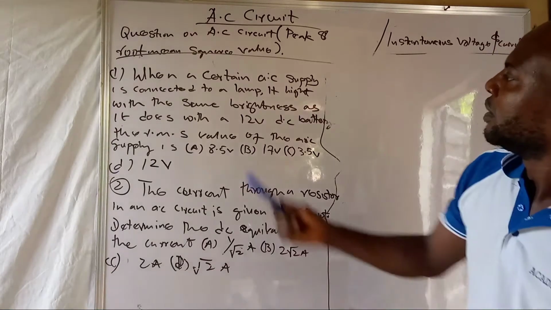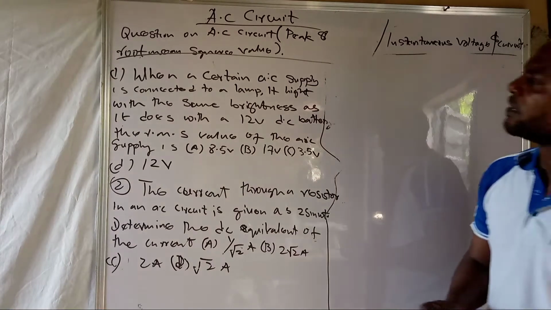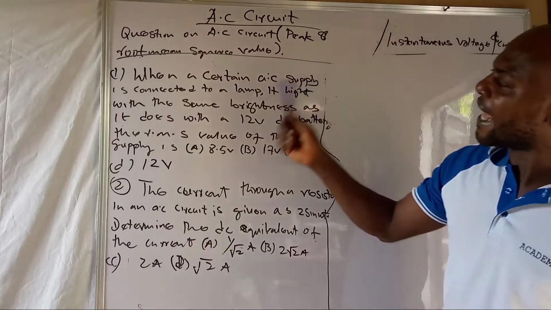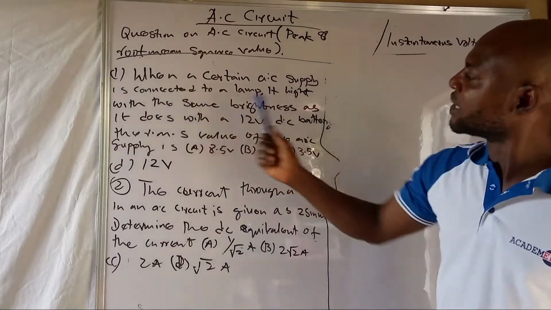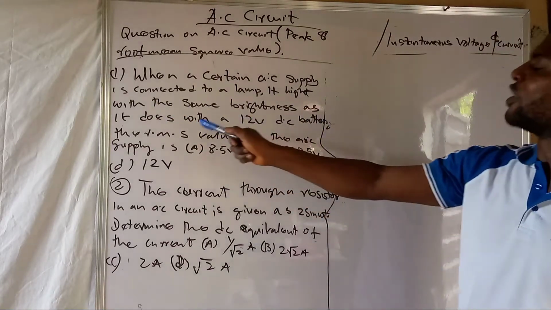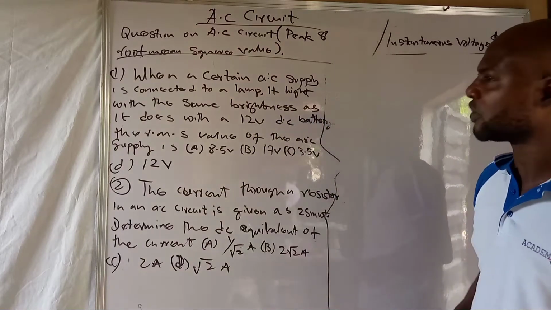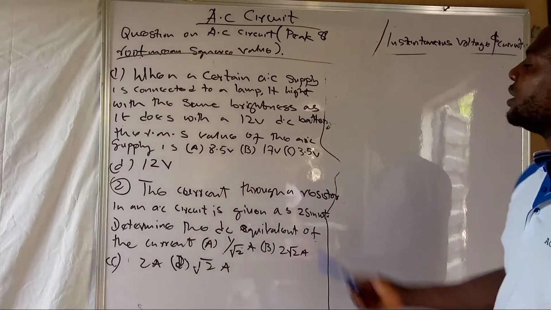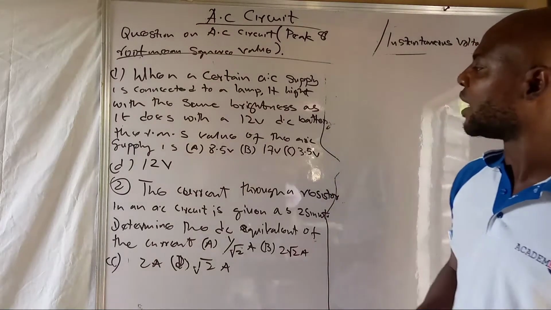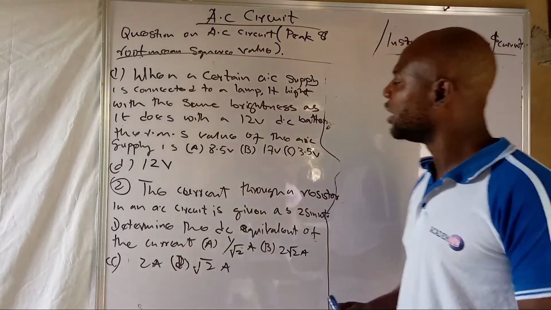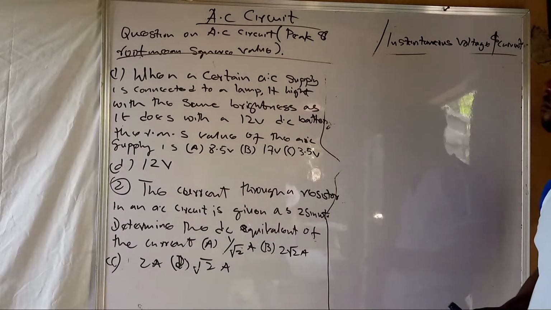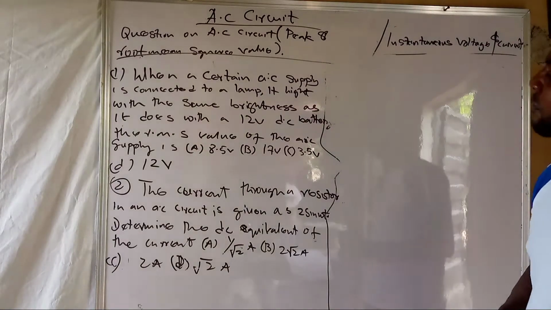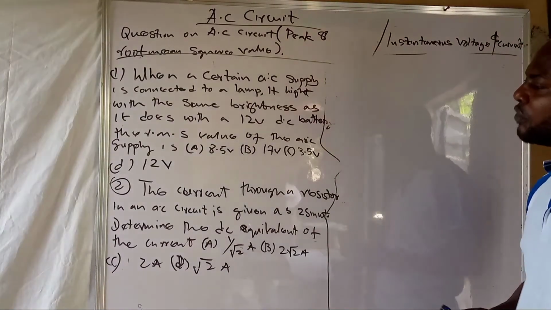Thank you. Now let's consider questions on AC circuit and peak root mean square value. Question number 1. When a certain AC supply is connected to a lamp, it lights with the same brightness as it does with a 12 volt DC battery. The root mean square value of the AC supply is: A, 8.5 volt; B, 17 volt; C, 3.5 volt; and D, 12 volt.